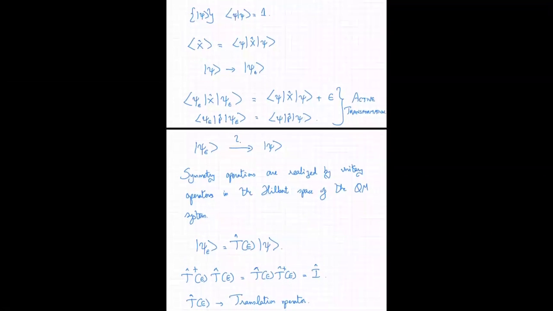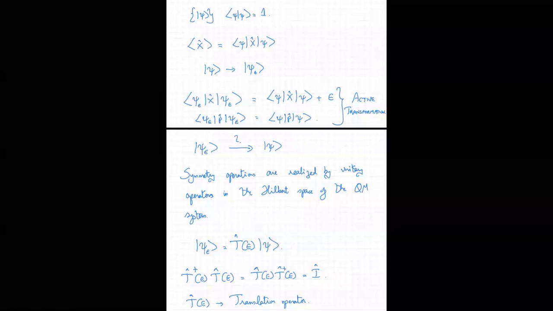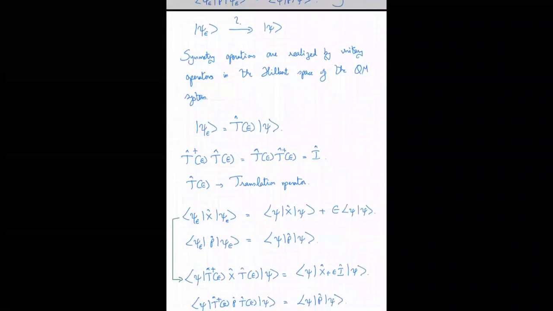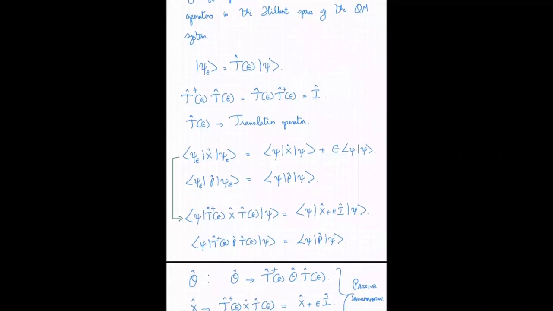So the essential point of yesterday was that symmetry operations are realized by unitary operators in the Hilbert space of the quantum mechanical system. For example, in the case of translations, there is an operator that realizes this translation on the states of the system. And this operator, I can always construct an infinitesimal operator because this is a continuous transformation. This infinitesimal operator I called T of epsilon yesterday, the infinitesimal translation operator. And then we wrote T in a very specific form.